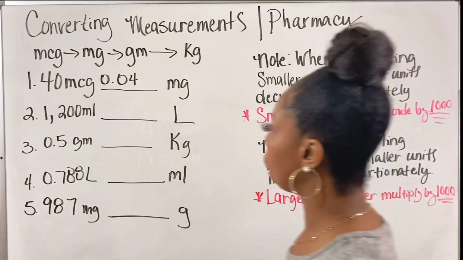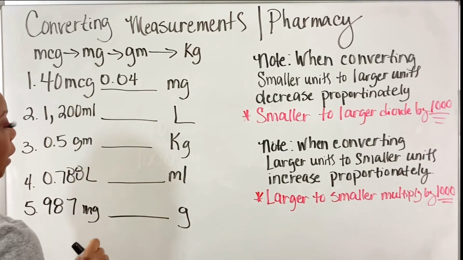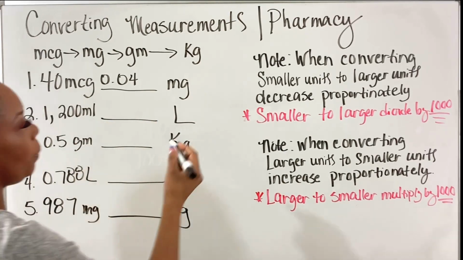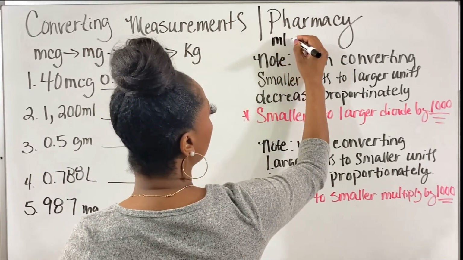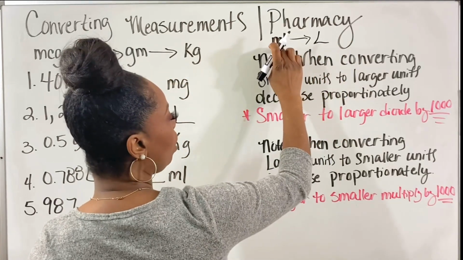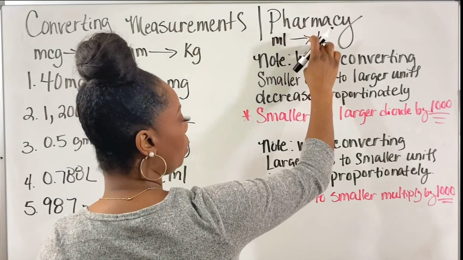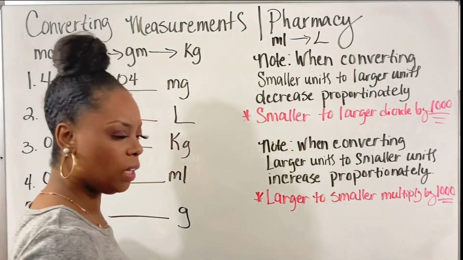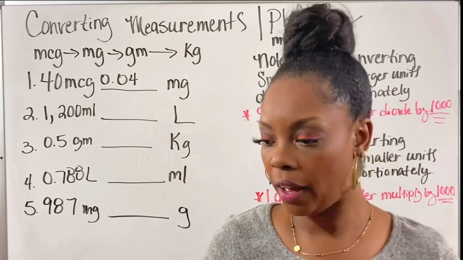Anywho, so now we have milliliters to liters. I didn't write that up here, so I'm going to write it here. Milliliters to liters. So this is smaller to larger, because milliliters is smaller than liters. And if you've been watching my videos, I've shown you guys bags.